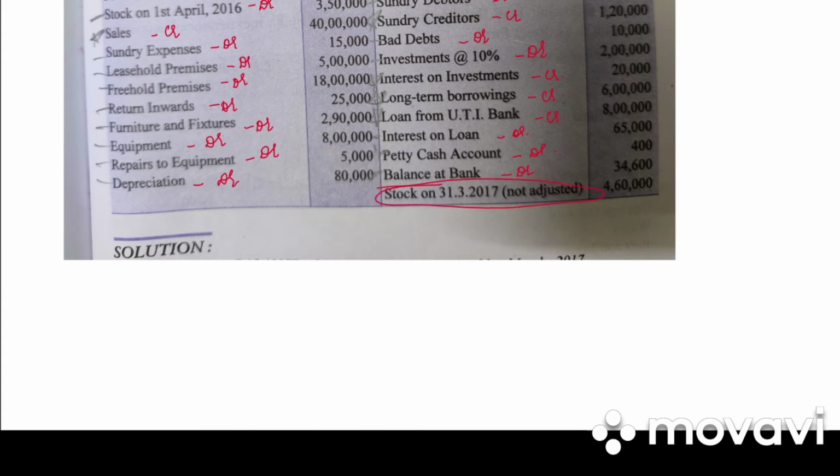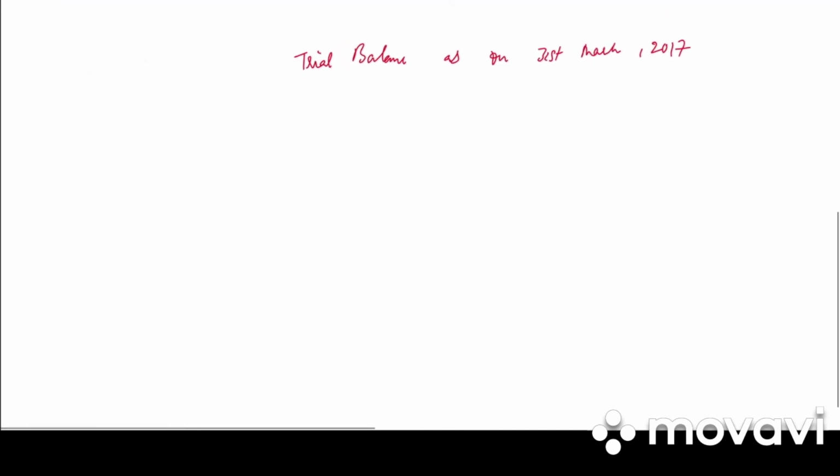Stock on 31st March 2017 not adjusted, so closing stock is not written in trial balance. Closing stock will not be written as it is not adjusted. Usually closing stock is always written in the trading account. So in the trial balance there will be no closing stock. So let us prepare the trial balance. Trial balance as on 31st March 2017.